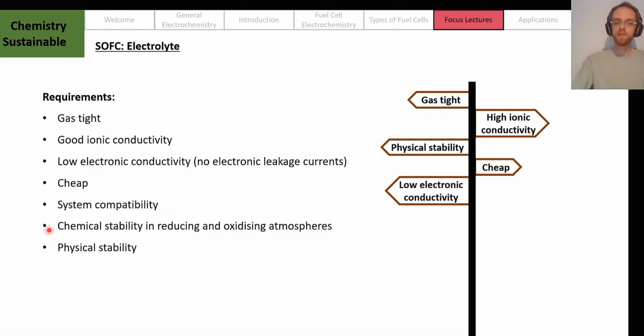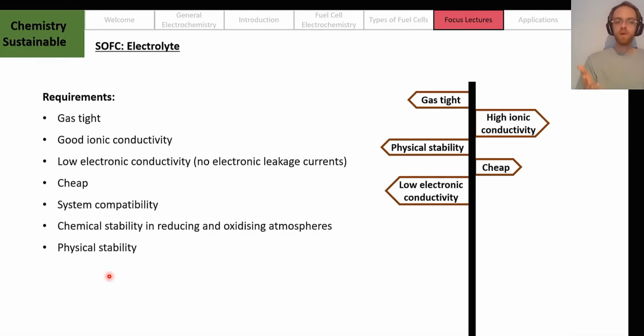And two further points are the actual stability. So chemical stability, and this chemical stability has to be the case for both reducing and oxidizing atmospheres, because the electrolyte is in contact with the anode as well as with the cathode. And of course, we also need physical stability as the second stability factor. So we would like to have some mechanical integrity, so that the electrolyte is not readily breaking or instantly cracking if there is some expansion, for example, in the cell.